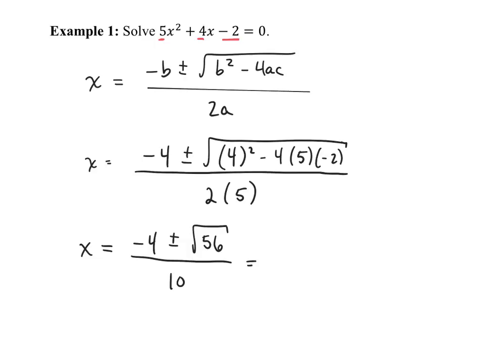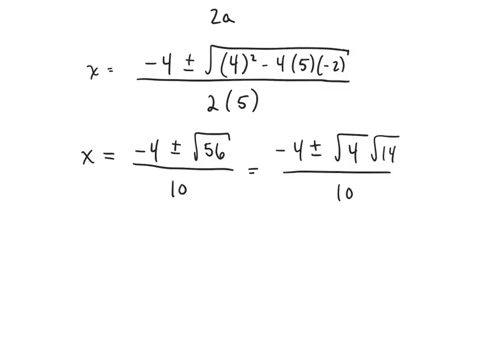8 by 7, but neither are perfect squares. Yeah. 4 is a perfect square though, right? So if I have 8, I got to double the 7. So I can use 4 times 14. Does that work? See what I did in my head there? I halved 8, and I doubled 7 to make the equivalent. So negative 4 plus or minus, and this will be root 4 times root 14, all over 10.